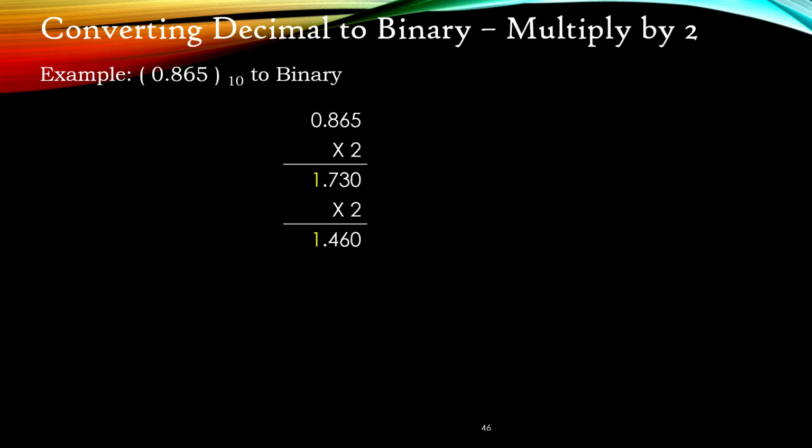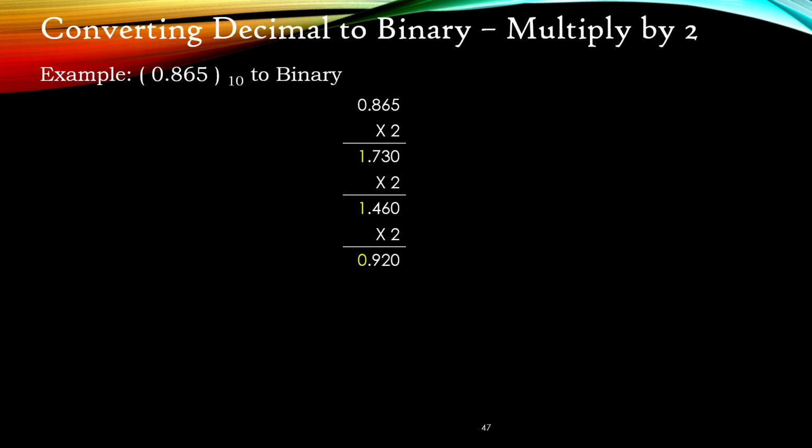So I'm continuing. I'm getting the answer 1.460. Again, leave this integer part and go for multiplying the decimal part because we didn't get 0, right? So again, I'm getting 0.920. Keep aside this number and we have to continue. So I have continued so many times and we can finish it off because we are having only 3 digits here and we have performed the multiplication for around 6 times. So we can stop it.